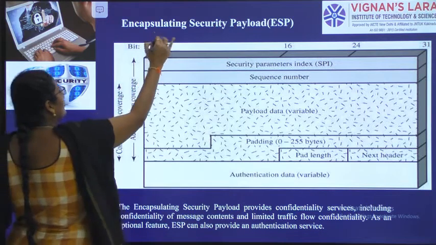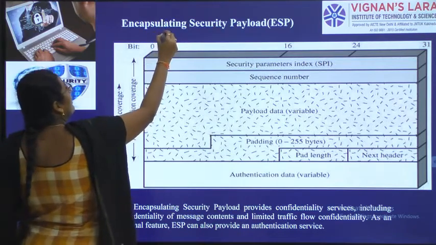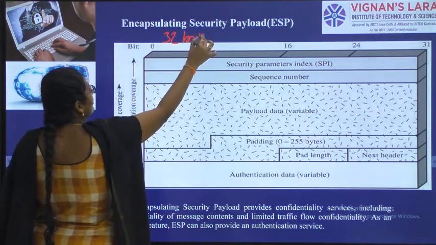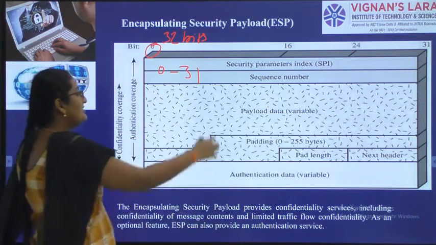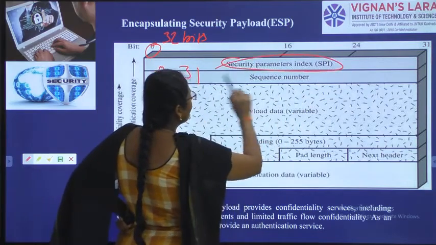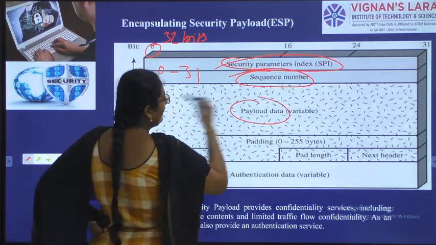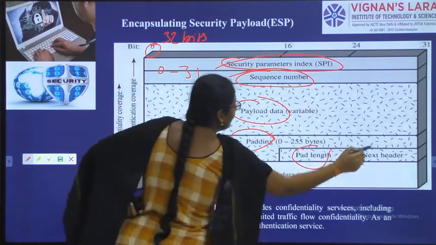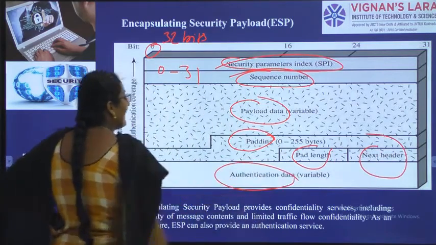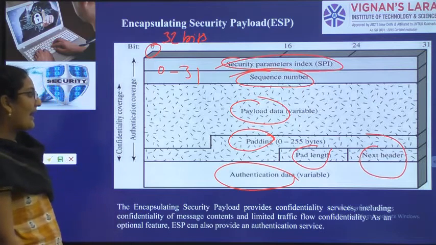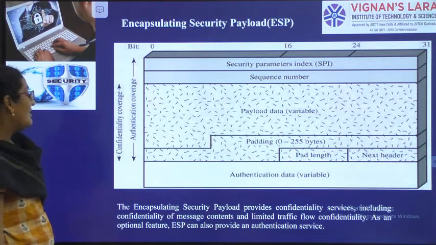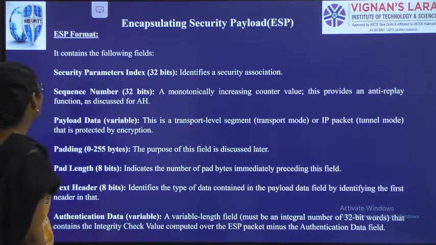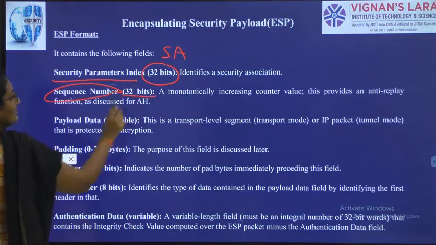The next one is encapsulating security payload. The encapsulating security payload is also 32 bits, from 0 to 31. What parts do we have? Security parameter index SPI, 32 bits, sequence number, 32 bits, payload data, padding, pad length, next header, and authentication data. This is for providing confidentiality, integrity, and authentication.